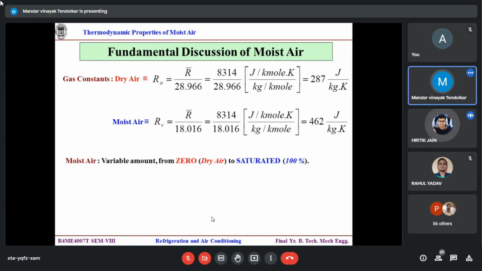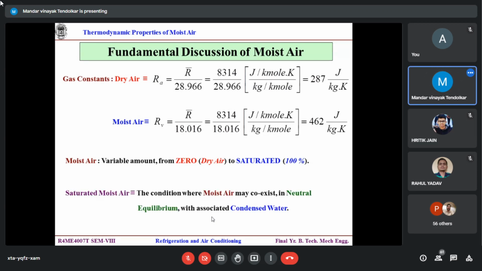Any doubt to anyone? Yes, sir. Okay, so saturated here is a kind of misnomer. Again and again I am saying the same thing so that it should fit in your mind. 100% does not mean steam. Saturated moist air is the condition where the moist air may coexist. Very important word, coexist. It is not alone. Coexist in neutral equilibrium. What is neutral equilibrium? No chemical reaction. With associated condensed water.